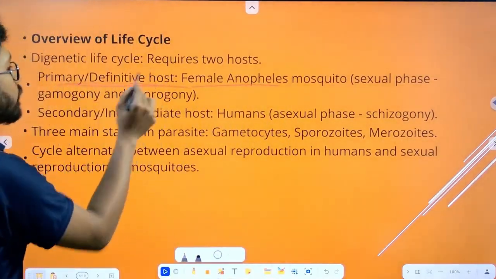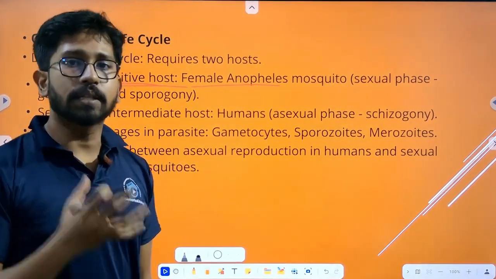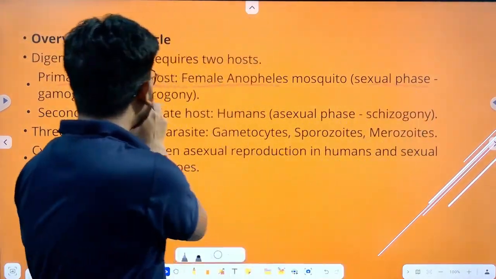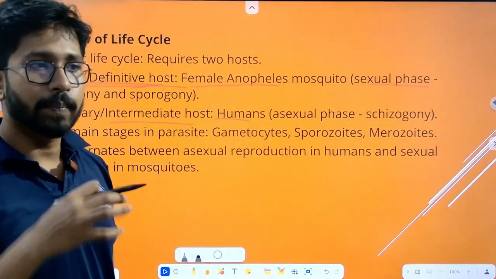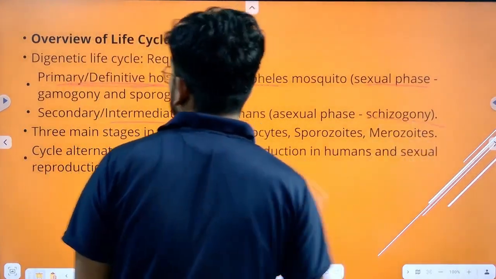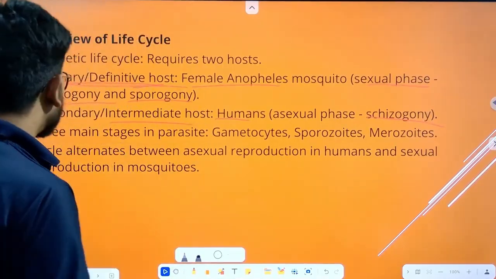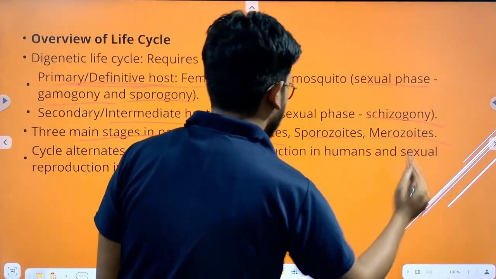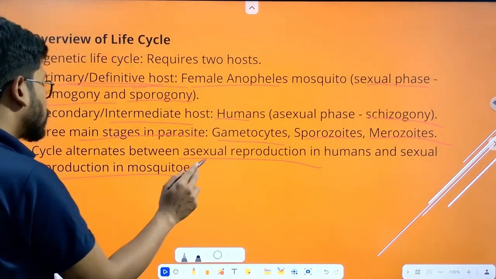So, what does definitive host mean? Definitive host means the host in which the parasite completes its sexual life cycle. The sexual phase is completed inside the definitive host, and then the intermediate host is human, where the asexual phase takes place. The asexual phase completes inside the human, and we call it schizogony, and the sexual phase we call gamogony and sporogony. Why, we will see. The three main stages in this parasite life cycle are gametocyte, sporozoites, and merozoites. The cycle alternates between sexual and asexual reproduction in human and sexual reproduction in mosquito.